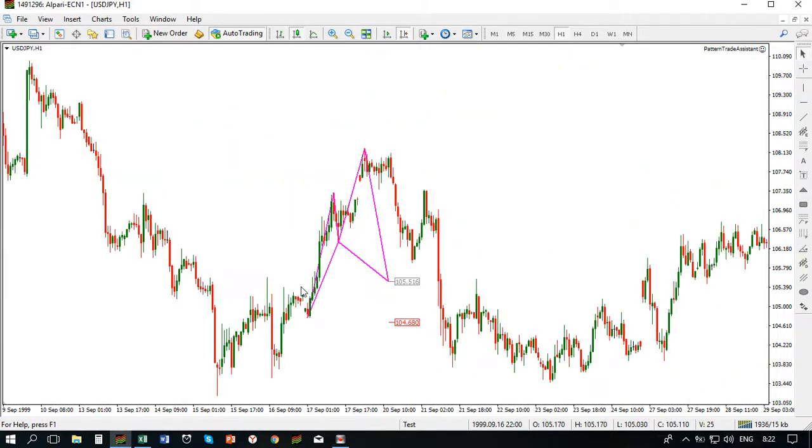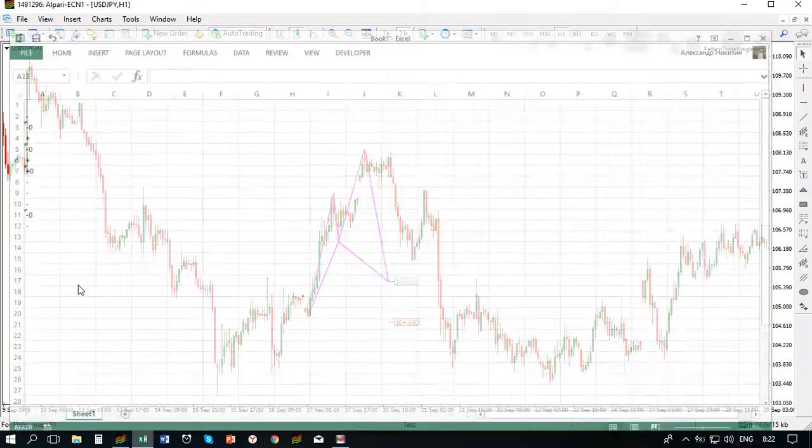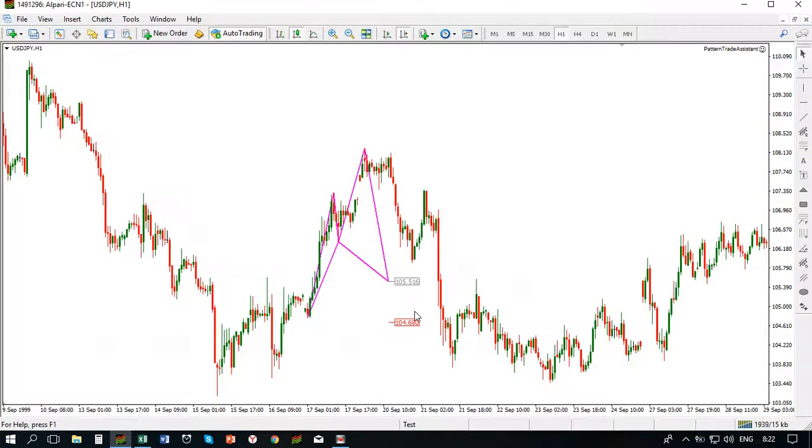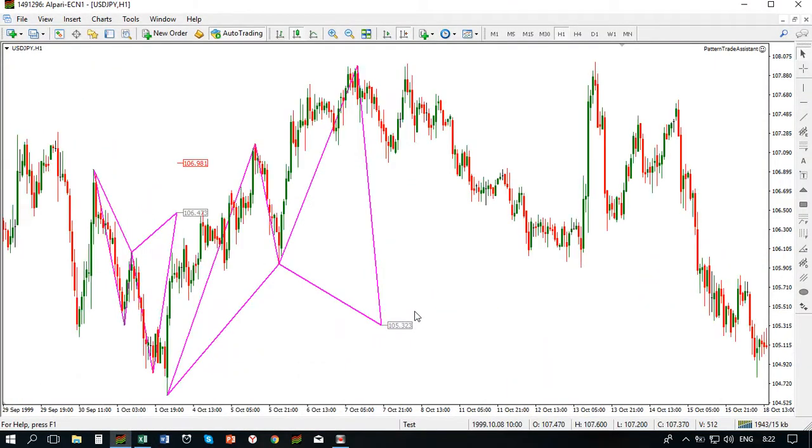Going next. This one is a pure stop loss. Going next. This smaller one, let me see if it was invalidated. Like this. No, it was valid.